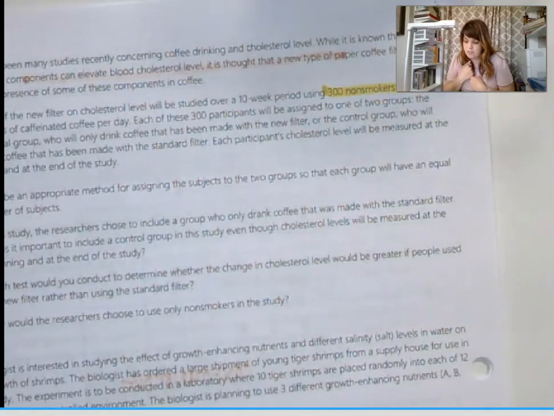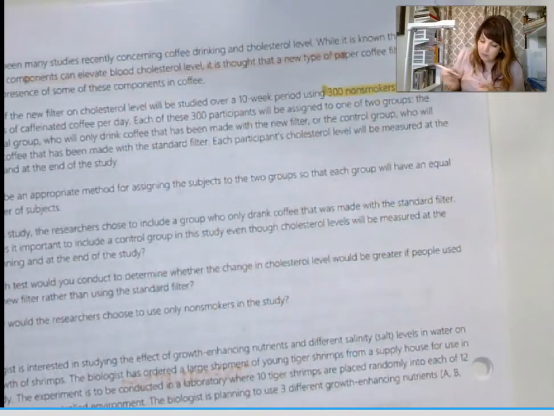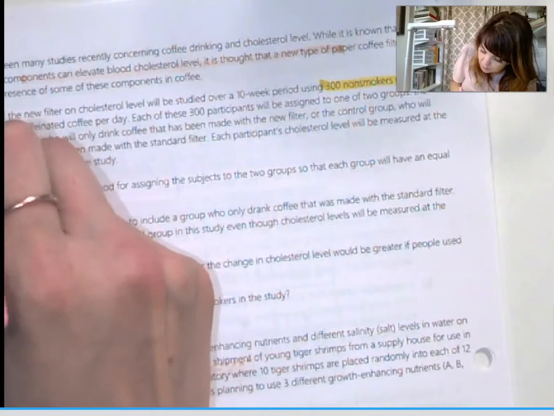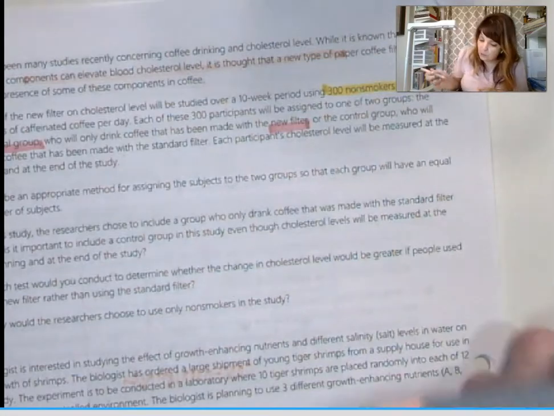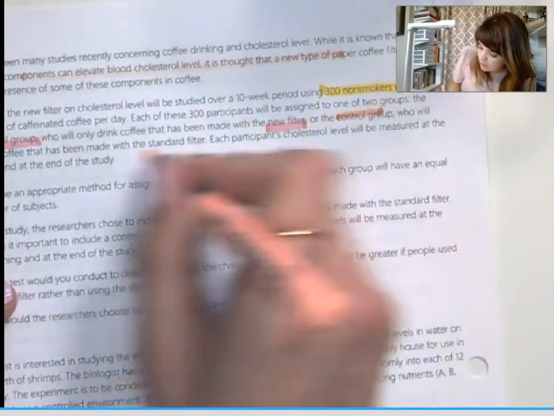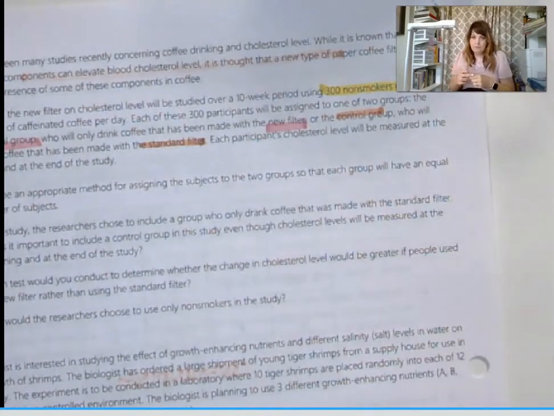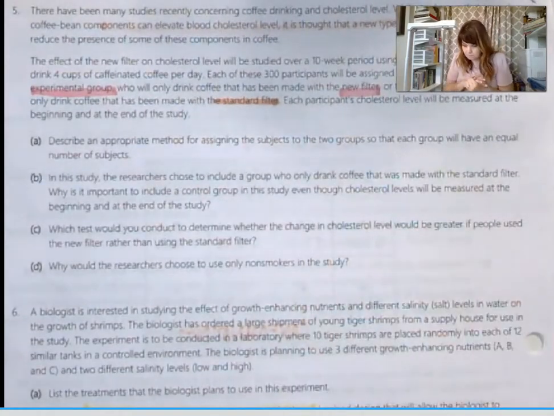Each of these 300 participants will be assigned to one of 2 groups. The experimental group, who will only drink coffee that has been made with the new filter, or the control group, who will only drink coffee made with the standard filter. These guys drink a lot of coffee. Each participant's cholesterol level will be measured at the beginning and the end of the study. So A, describe an appropriate method for assigning the subjects to the 2 groups so that each group will have an equal number of subjects.